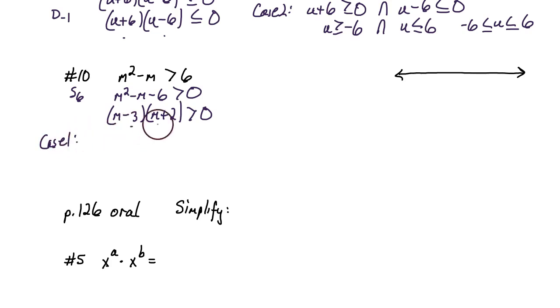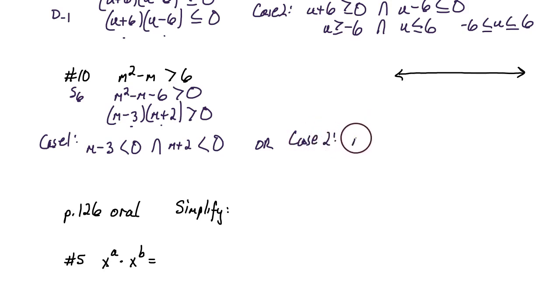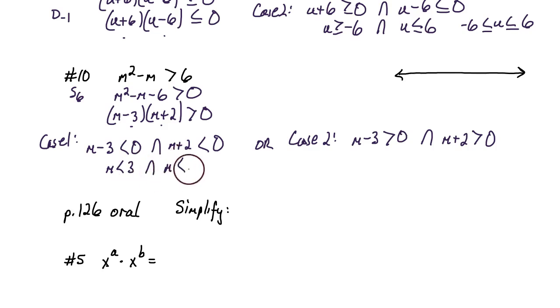Case number 1, they could both be negative numbers because a negative times a negative is greater than 0. Or, now case number 2, they could both be positive numbers. Now let's solve for m everywhere. We get m is less than 3 and m is less than negative 2. This can be combined to the single expression m is less than negative 2.